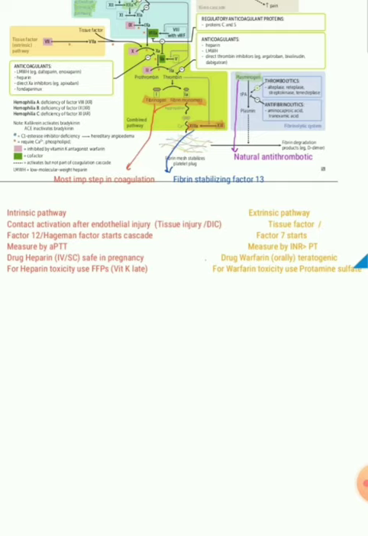You can memorize it in any way you like, that APTT is linked with factor 12 and factor 12 is linked with the intrinsic pathway, and that the drug that inhibits factor 12 specifically is heparin, and that is given IV or subcutaneously, and it is a safer medication in pregnancy. Compared to that, the extrinsic pathway, we have the tissue factor.